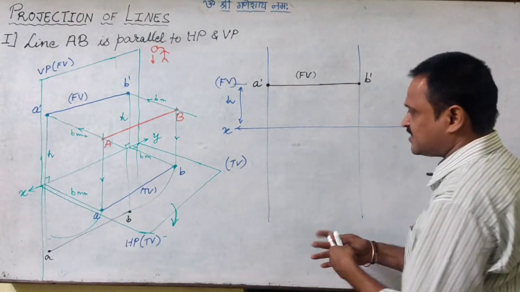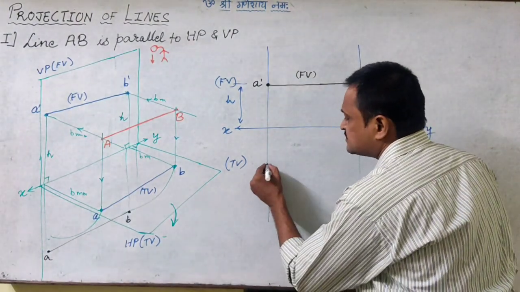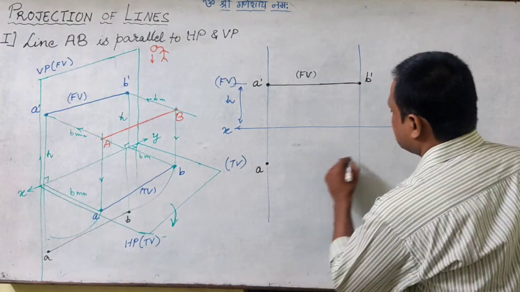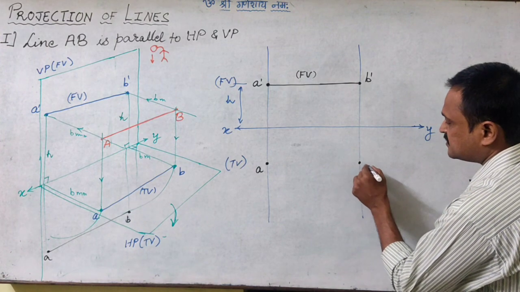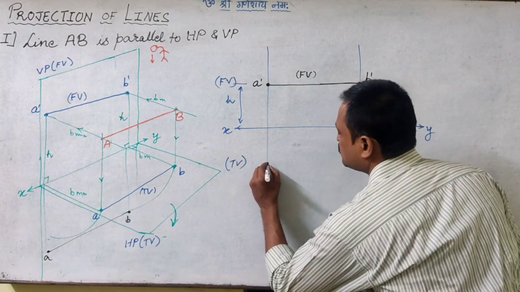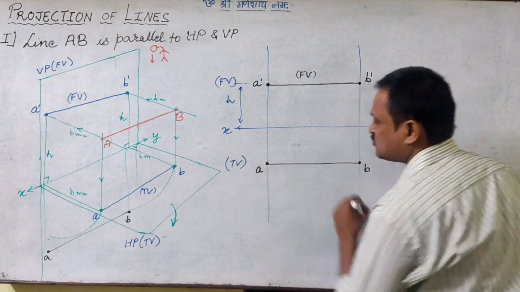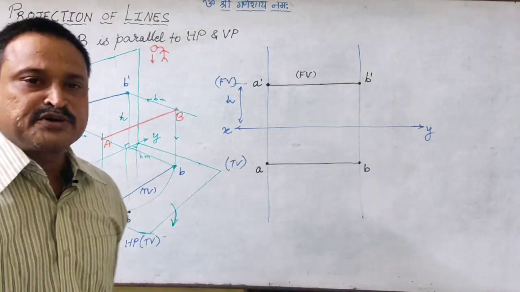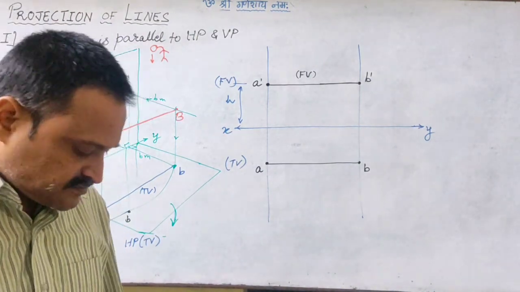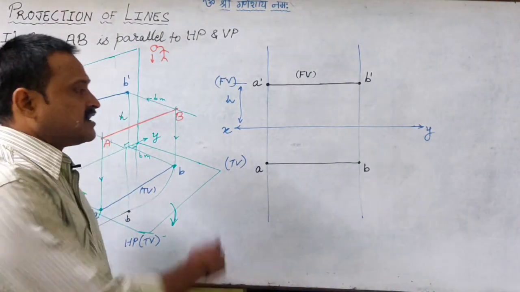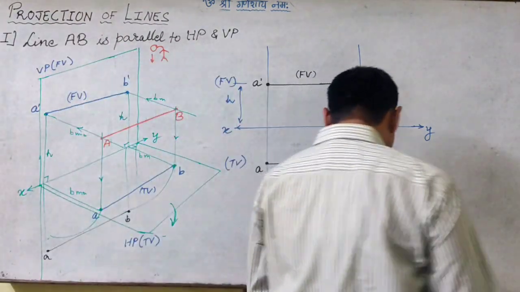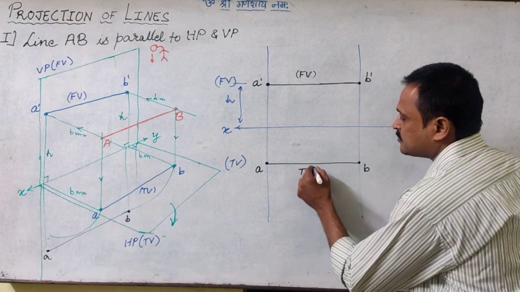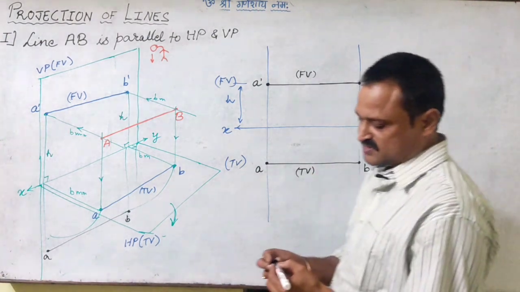So this is the projector of A. At some B millimeter distance, this will be the top view image of A, and at B millimeter distance it will be the top view image of B. So when I join AB, I will get the top view image of the line AB. So this image that we got is the top view of the line, or the top view image of the line.